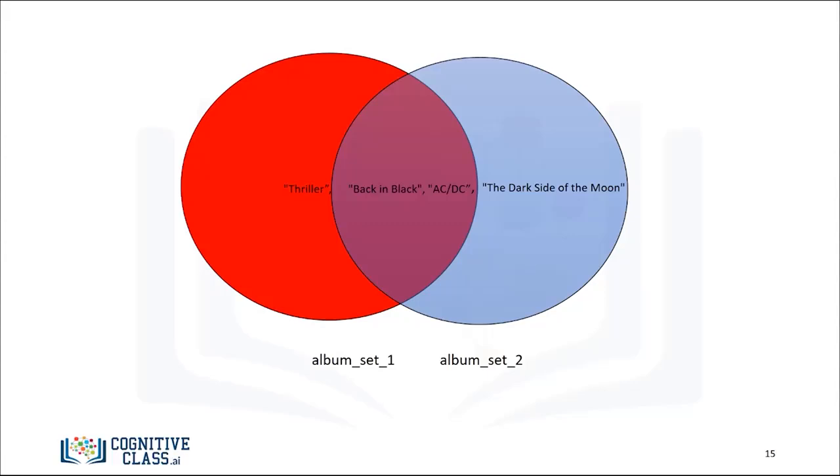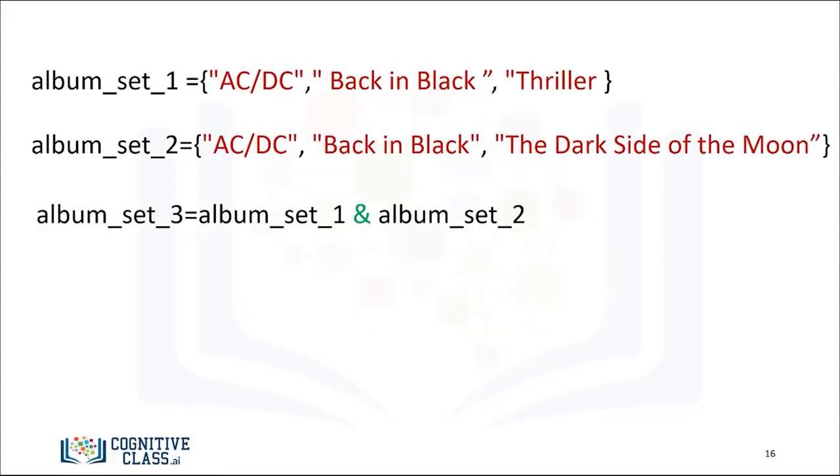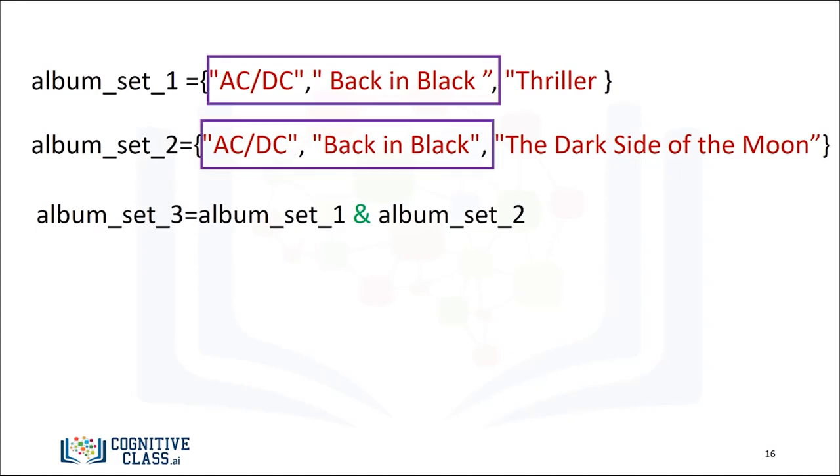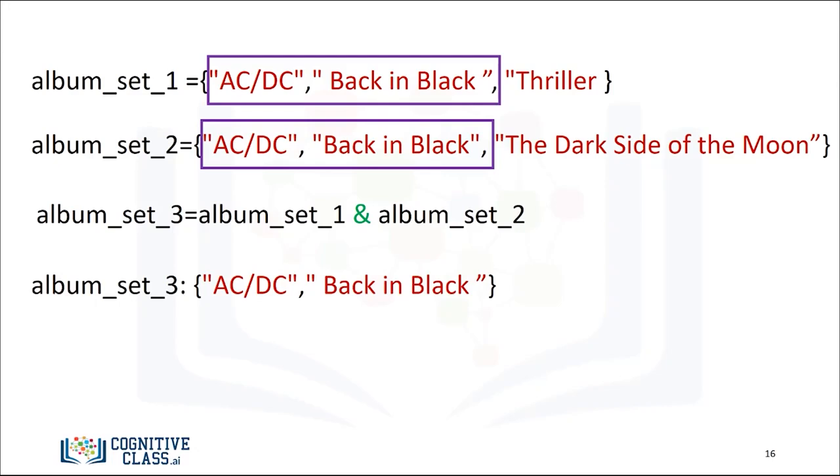If we overlay the values of the set over the circle, placing the common elements in the overlapping area, we see the correspondence. After applying the intersection operation, all the items that are not in both sets disappear. In Python, we simply just place the ampersand between the two sets. We see that both ACDC and Back in Black are in both sets. The result is a new set album set 3, containing all the elements in both album set 1 and album set 2.